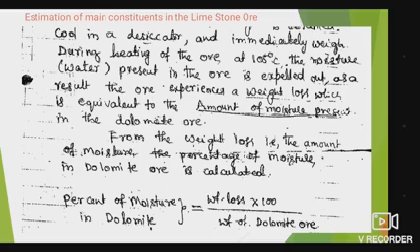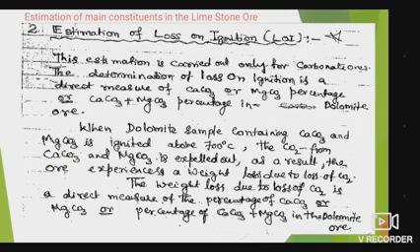From the weight loss, that is the amount of moisture present, the percentage of moisture in the dolomite or limestone ore is calculated by means of the formula: percentage of moisture in the dolomite or limestone ore is equal to weight loss into 100 divided by weight of dolomite ore. In this way we can calculate the amount of moisture present in the given limestone ore. Then, estimation of loss on ignition, that is nothing but LOI.